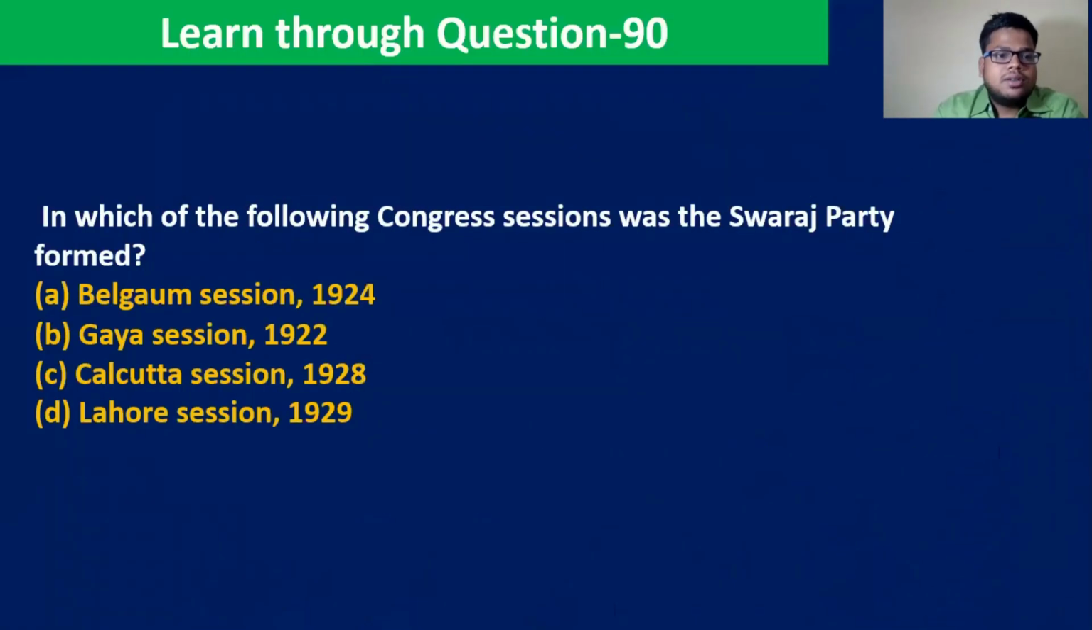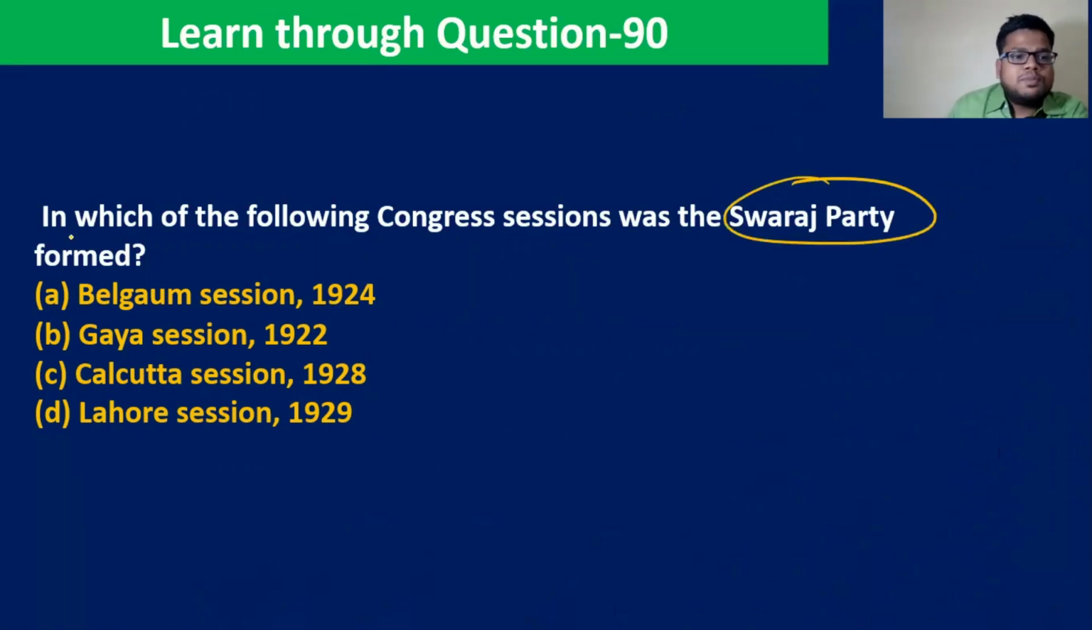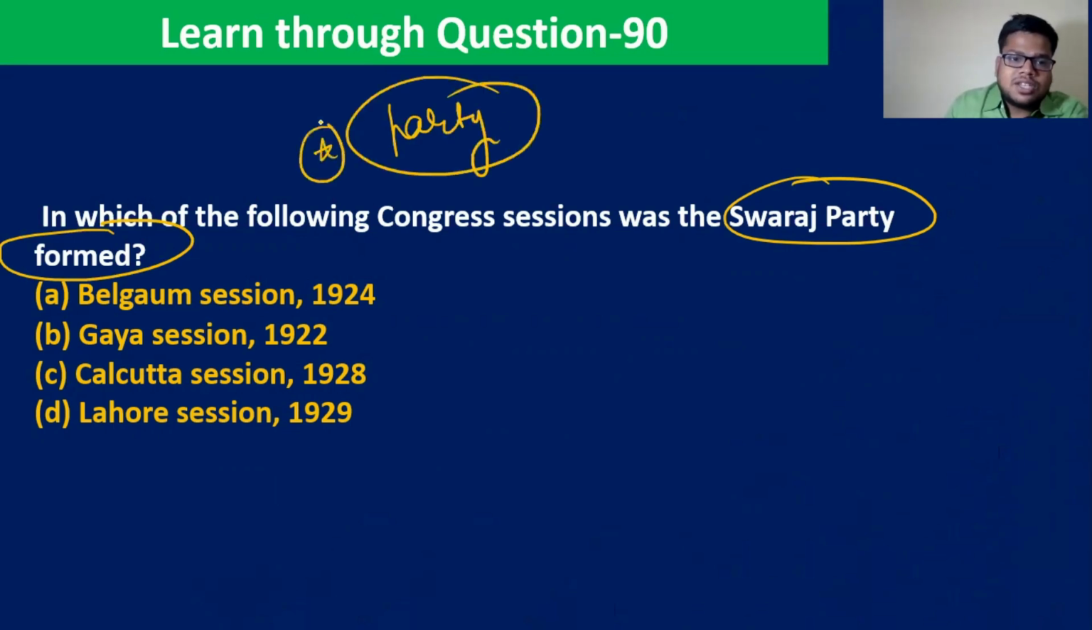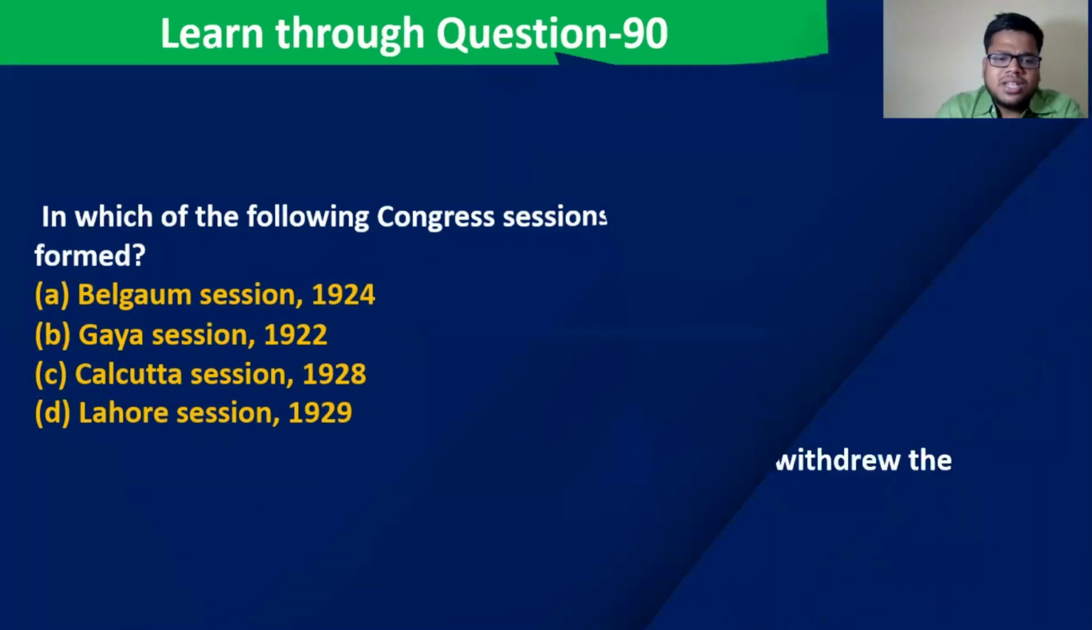The next question is, in which of the following Congress sessions was the Swaraj Party formed? The Swaraj Party was formed in which of the sessions? Belgaum session, Gaya session, Calcutta session, Lahore session. We've discussed that. So different sessions are important.